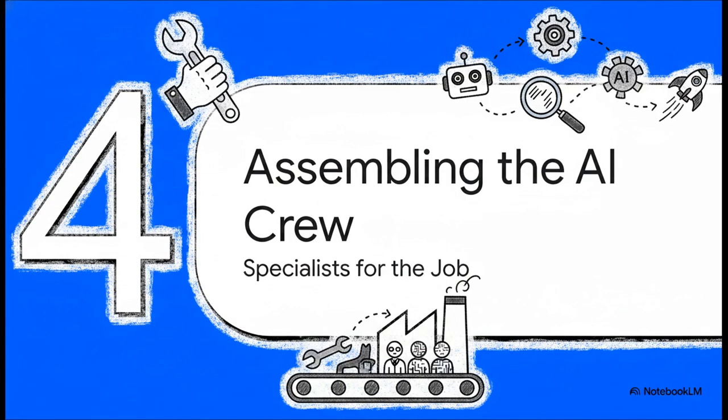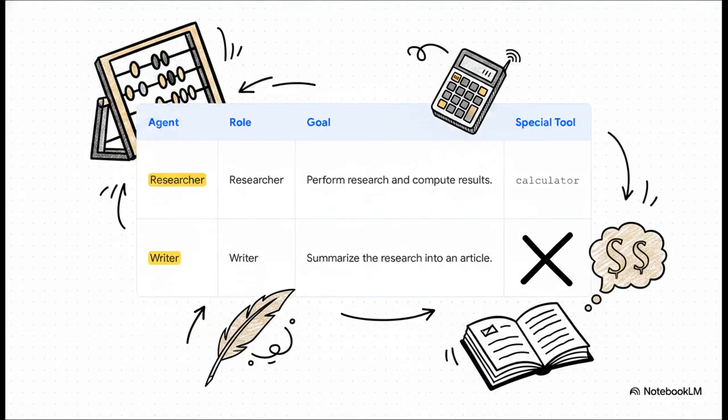All right, our tool is built, but a tool is pretty useless if no one's there to use it. So next up, let's put together the AI crew that's actually going to use this thing to get the job done. So here's our team. We're creating two very different agents. First up, we have the researcher. Its whole goal is to do research and compute things.